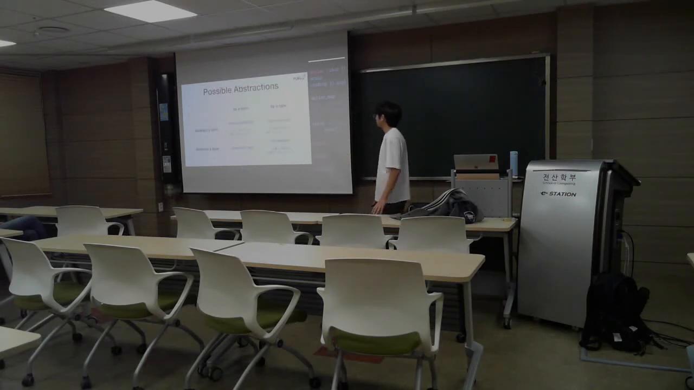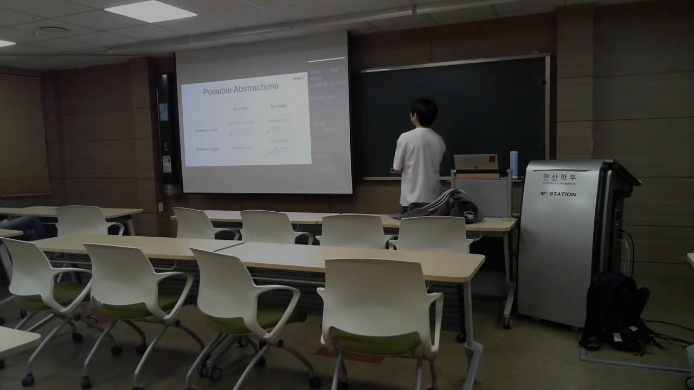So we saw some abstractions possible in programming. First, the simplest abstraction is abstracting a term by a term. So this is lambda abstraction or a function. And also we saw today an abstraction of a term by a type. So this is parametric polymorphism.